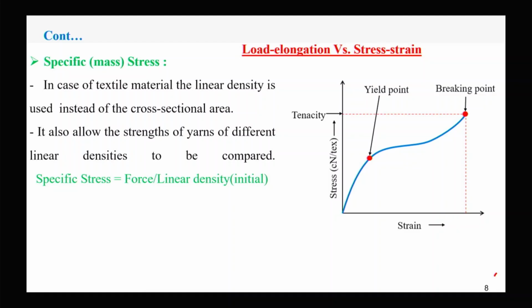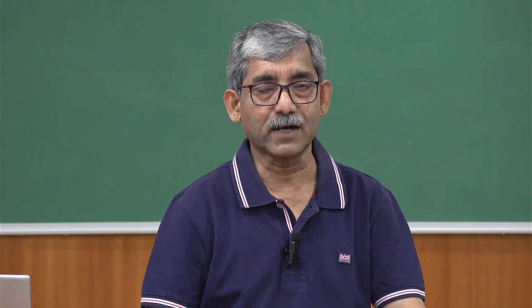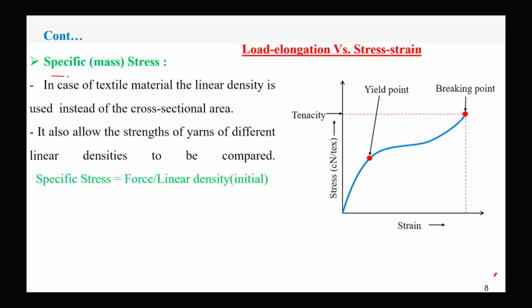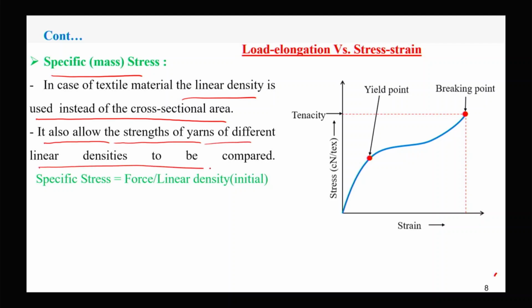So, hello everyone. We will continue with the different terminologies used in tensile testing. The specific stress or mass stress is basically the ratio of the load per unit linear density. In case of textile material, the linear density is used instead of cross sectional area, as we have already discussed. It also allows the strengths of yarns of different linear densities to be compared.